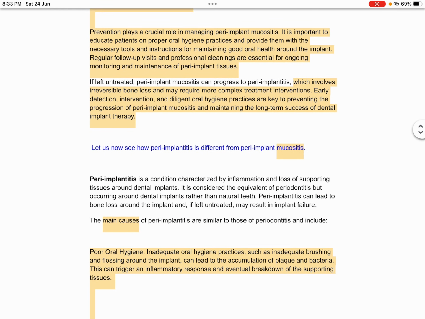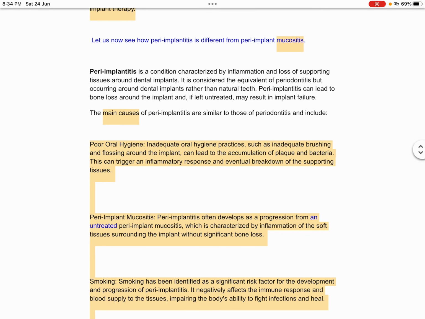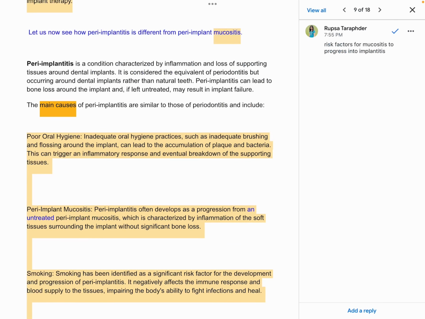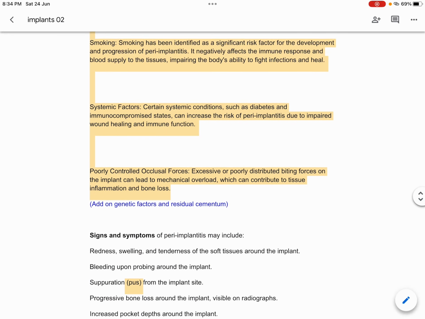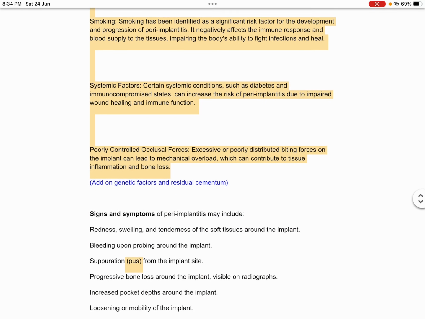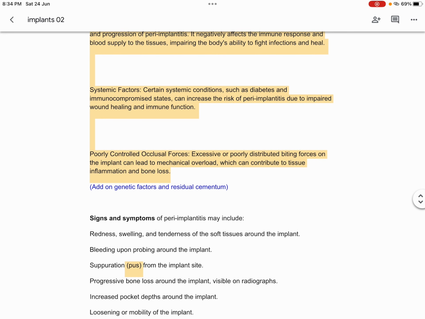Then while moving on to peri-implantitis, you can also bring the case scenario aspect here. Instead of causes, you can mention it as risk factors. Then here again more factors are there, like genetic factors and residual cementum. If you can add one line on that.